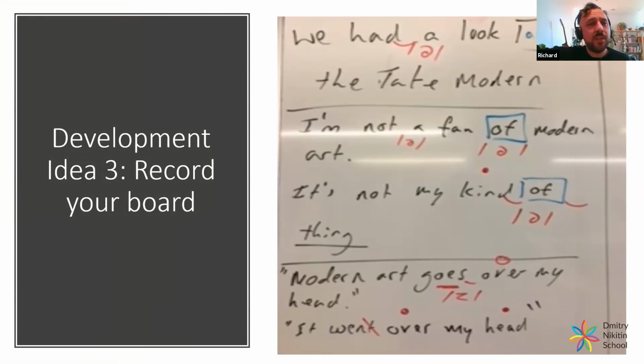We went for a look. Does anyone know what this word is in this box? No? Around the Tate Modern. So you can elicit to draw attention to language. See if the learners know it, but as soon as you elicit, you're creating space for them to notice. Yeah, I'm not a fan. Modern art. What goes in the gap? Does anyone know? Okay, yes, it's of.